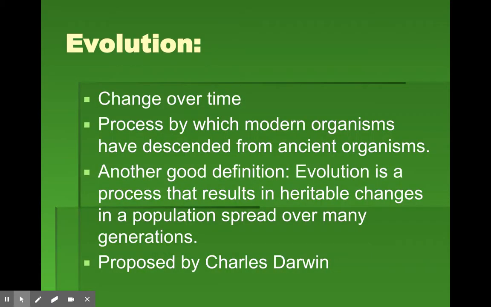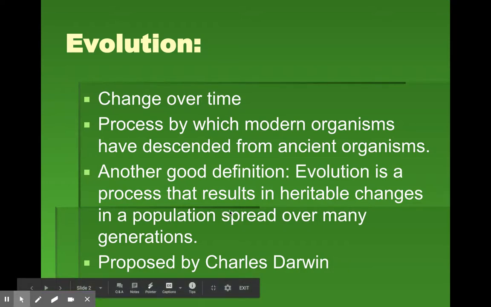So evolution, the three main words that describe evolution are these three right here: change over time. When we're looking at animals, when we're looking at evolution, we are looking at the change that these species go through over time. A more specific definition is these two right here. It is the process by which modern organisms have descended from ancient organisms. So how we went from basically dinosaurs to how our species have changed to what they are today, and how nature has influenced that.